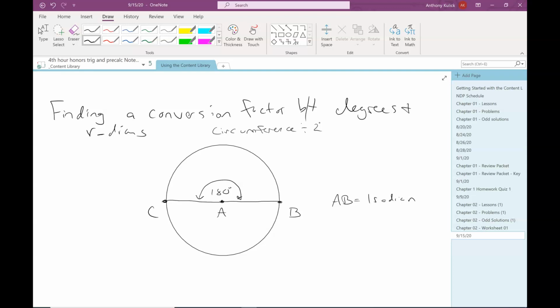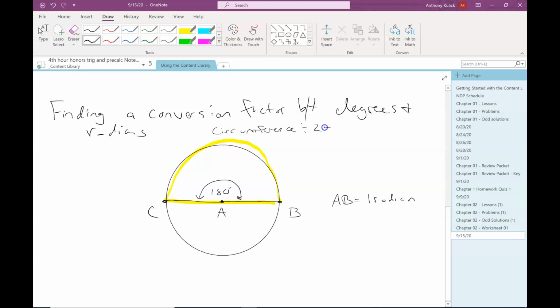What was the question? We're trying to get a conversion factor between radians and degrees. So this central angle splits the circle, right? That's why the arc length CB is going to be the circumference of the circle divided by 2. Did I answer your question, Josh? Okay. Everybody's okay there?